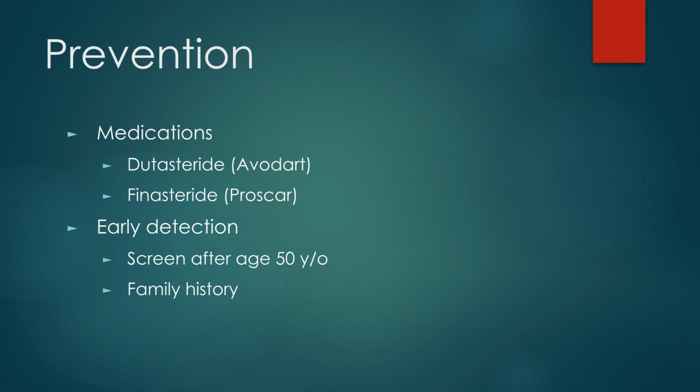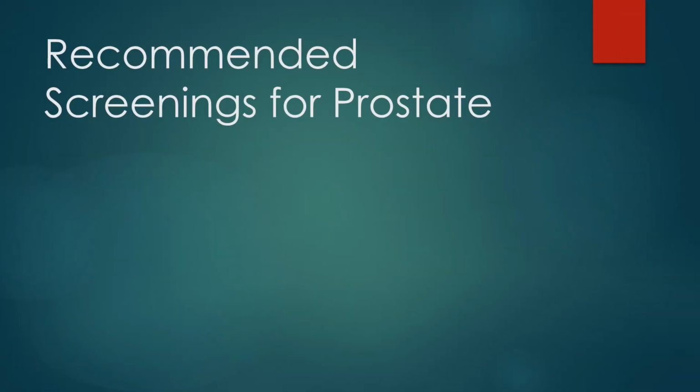Early detection is achieved through screening after age 50 or earlier if there is a family history of prostate cancer. Screening recommendations vary. Men over 50 years old should have an informed decision with their healthcare provider about whether to be screened with a PSA test or DRE.